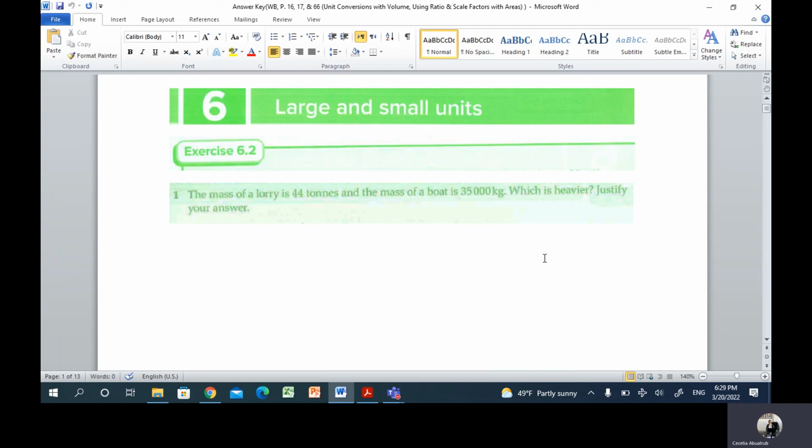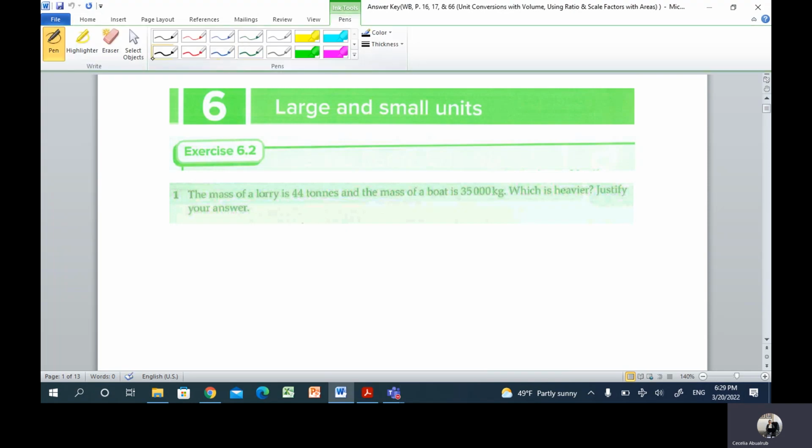The mass of a lorry is 44 tons and the mass of a boat is 35,000 kilograms. So as you are reading a word problem, you must put here lorry and you have a boat. They say that the mass for the lorry is 44 tons, and for the boat, the mass is 35,000 kilograms. Which one is heavier?